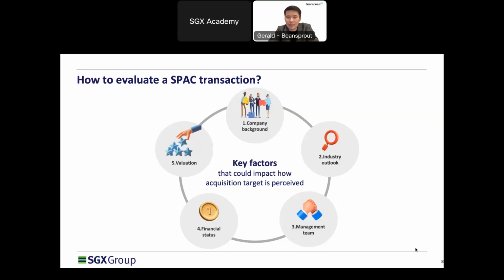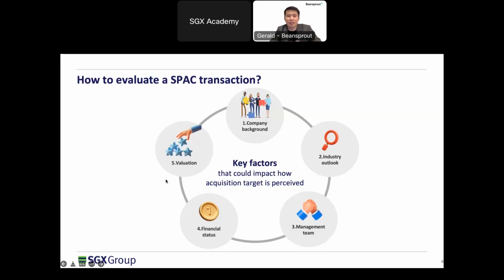Next, we can look at the management team. Just like how we evaluate a company, we can look at whether we are comfortable with the management. Do they have the track record and the network to be able to bring the company forward and grow the company further? Next, we can look at the financial status: whether the company has made a profit in the past, what its margins are like, whether it is in significant debt, or whether it has a healthy balance sheet. That will allow us to understand the financial strength of the company.